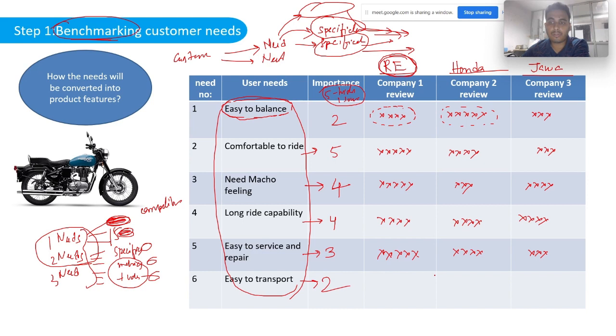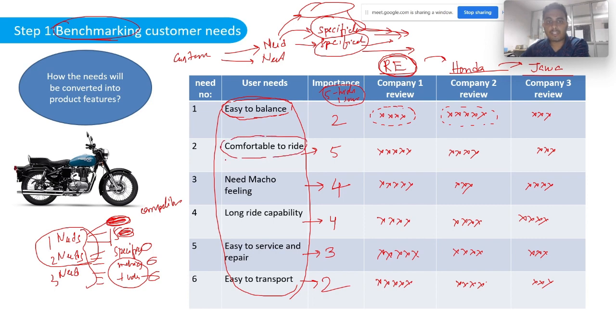Easy to transport, I think again, since the distributors and network is good with Royal Enfield, you have a 5 star. Then Honda is also a big company, 4 star, and you give 3 star to Java. So what we get here is actually an understanding of how these companies are competing with each other in addressing certain requirements.